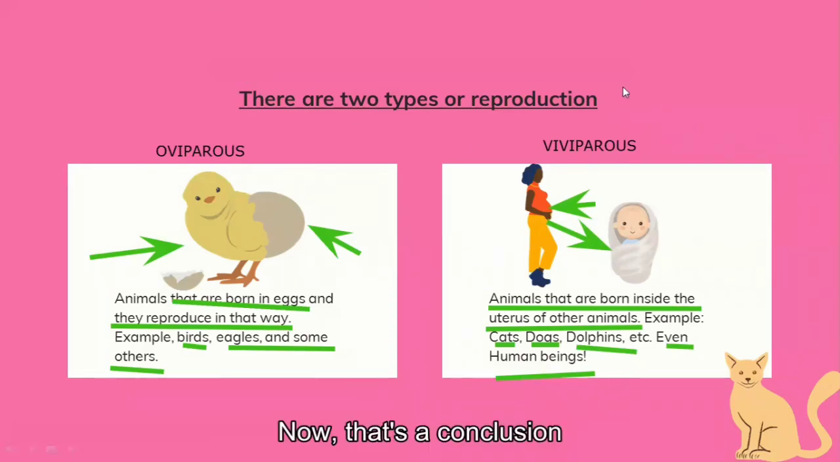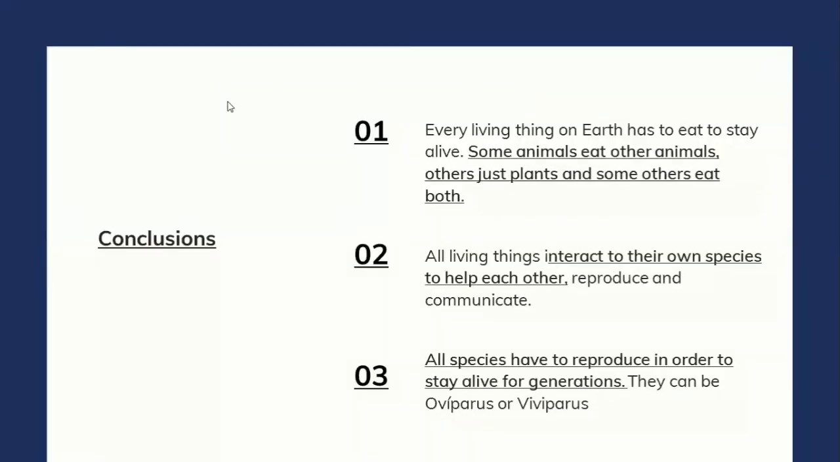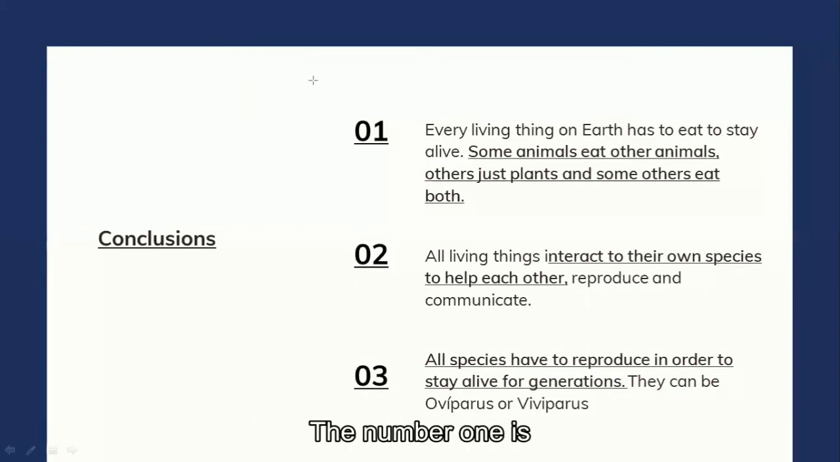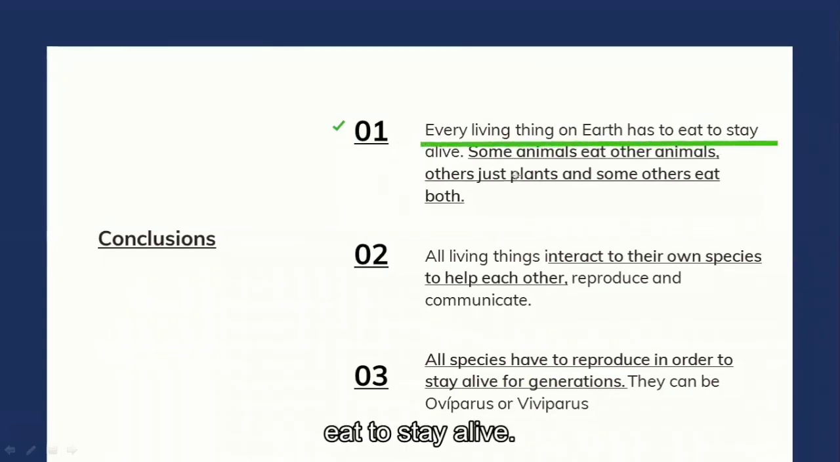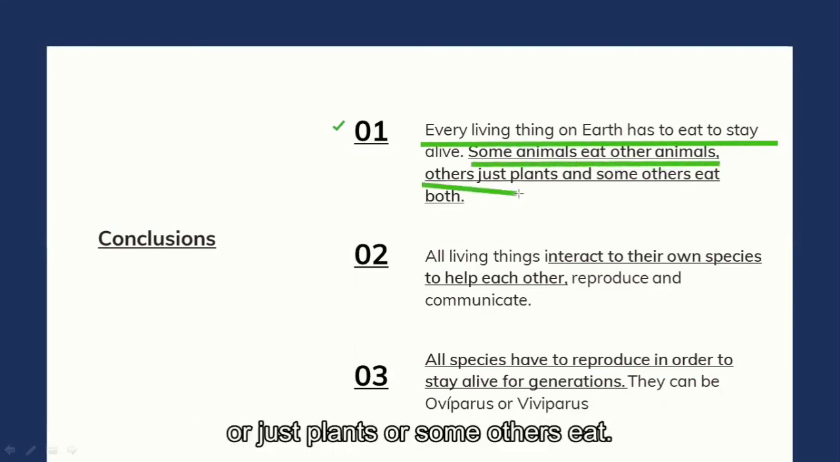Now, as a conclusion, we can say the following. We have three elements to conclude. The number one is that every living thing on earth has to eat to stay alive. If you don't eat, you die. Some animals eat other animals, others just plants, and some others eat both.